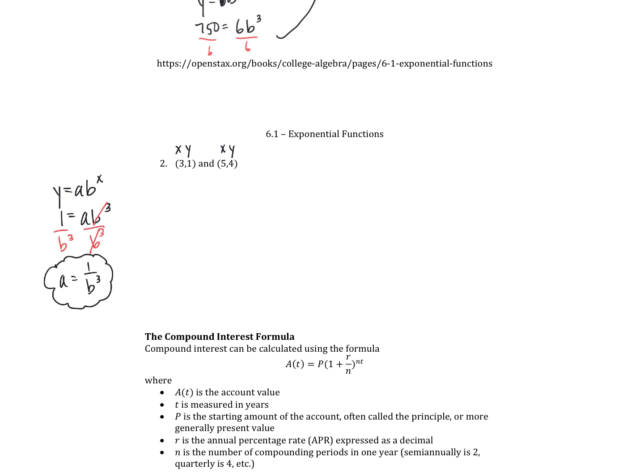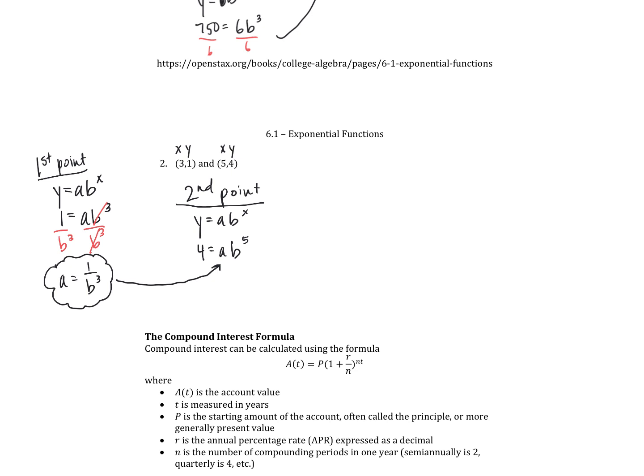Now I'm going to look at the second point. So this is from the first point. Notice that I solved for a. Okay? So keep that in mind. On the second point, I start with y equals a times b to the x. I'm going to plug in y and x. So y is 4, x is 5. Okay, I know what a is in terms of b from the first point. So I'm going to plug that in for a.